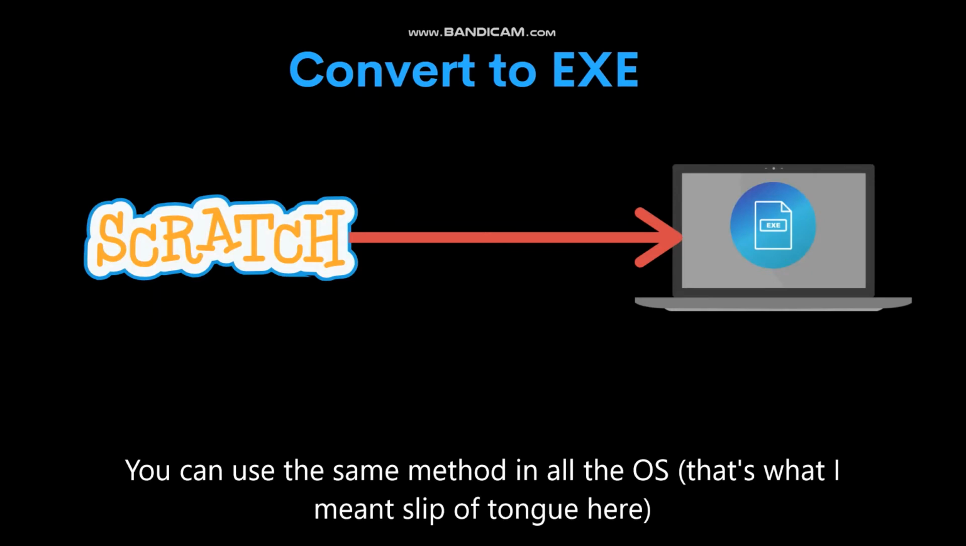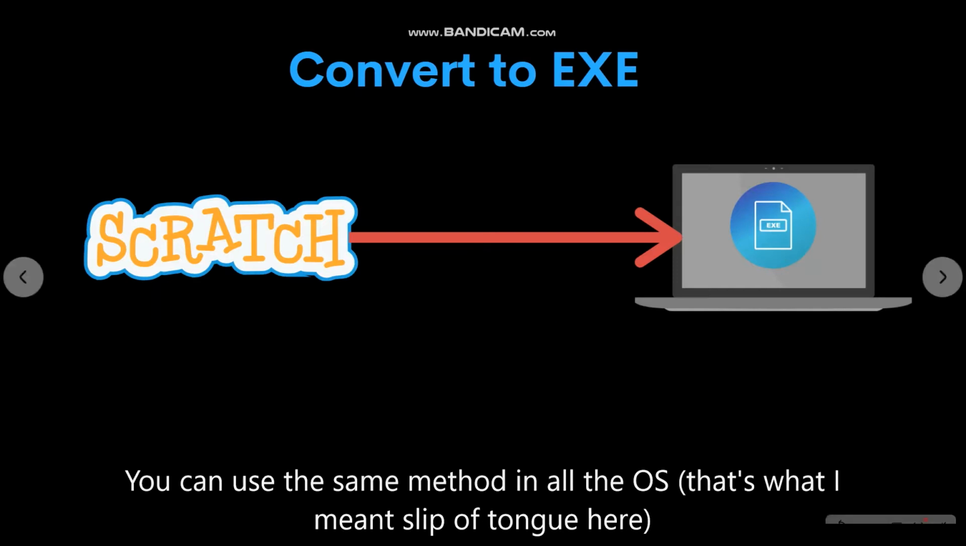then to a flash file, then to an exe. All these steps are not required. You can straight away convert. If you use this method, you can straight away convert your Scratch game into an exe, and that way you will get all the versions: Linux, Mac and Windows 32, 64, everything. So let's see how to do that.